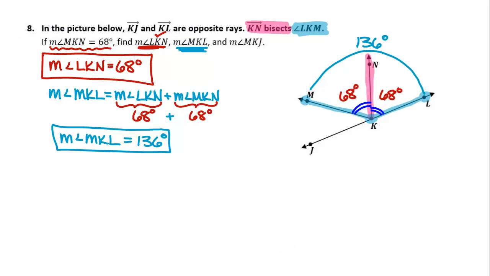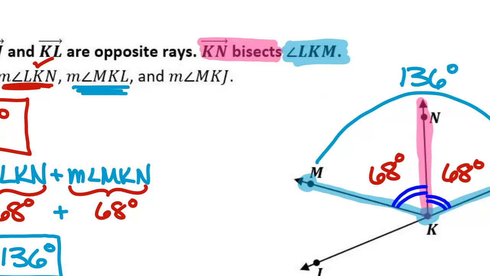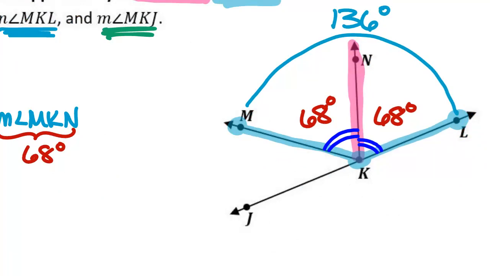And then the last thing they ask me to find is the measure of MKJ. Here's M, K, J. They're asking me to find this angle. Well, this big blue angle and this angle that they've just asked me to find, they share this side right here.